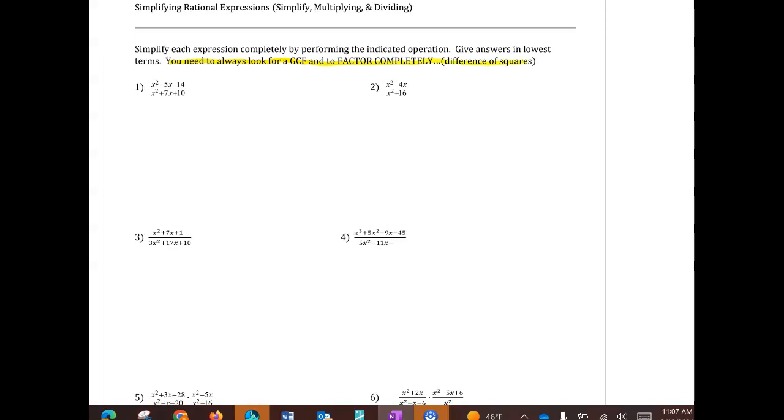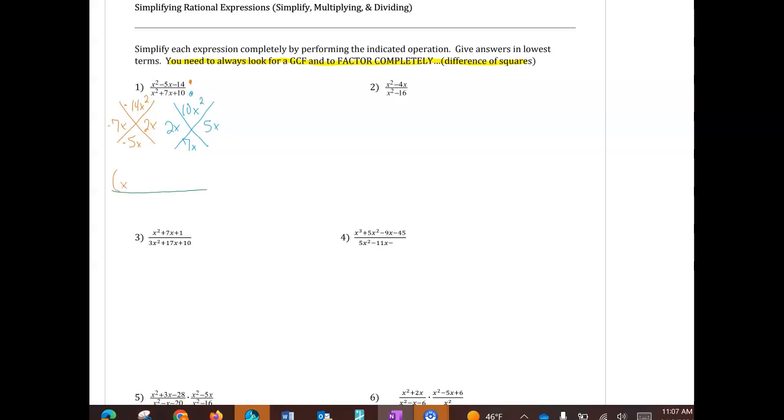So just starting with our first one, we got our numerator and our denominator, so I'm just going to show my work over here. So my numerator, I need factors of negative 14 that make negative 5. That's going to be a negative 7 and a 2. Let's switch these colors around. All right, that's my numerator. Here's my denominator. Okay, and then my denominator, I need factors of 10 that make 7, and that would be 2 and 5.